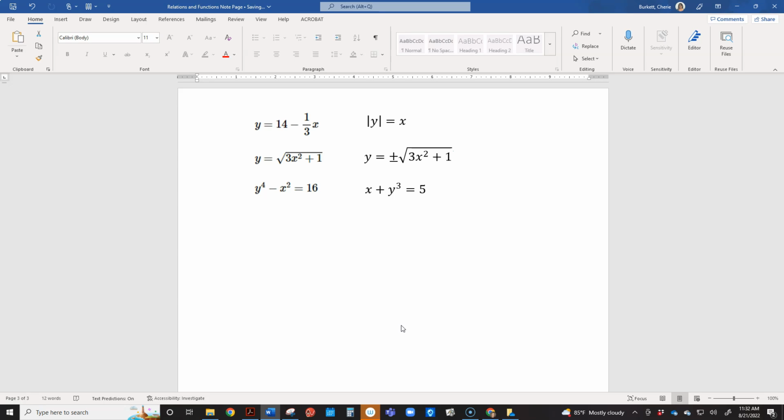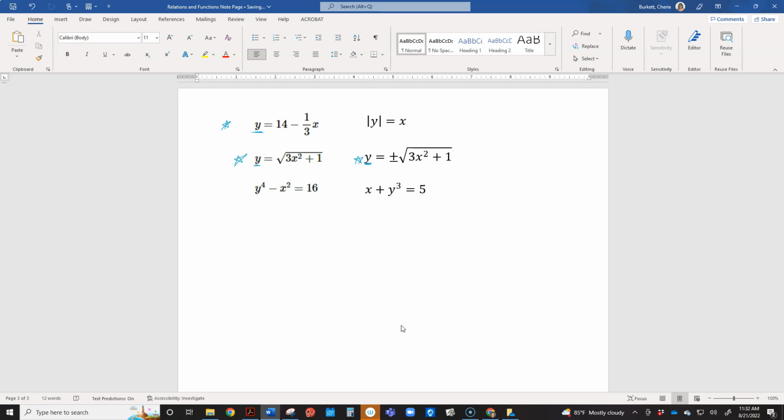So we see this one. Let's look at the ones that are solved for y. This one's solved for y. This one's solved for y. And this one's solved for y. And what I mean by solved for y is that the y is by itself. So when the y is by itself, there's a pretty good chance that it is a function.